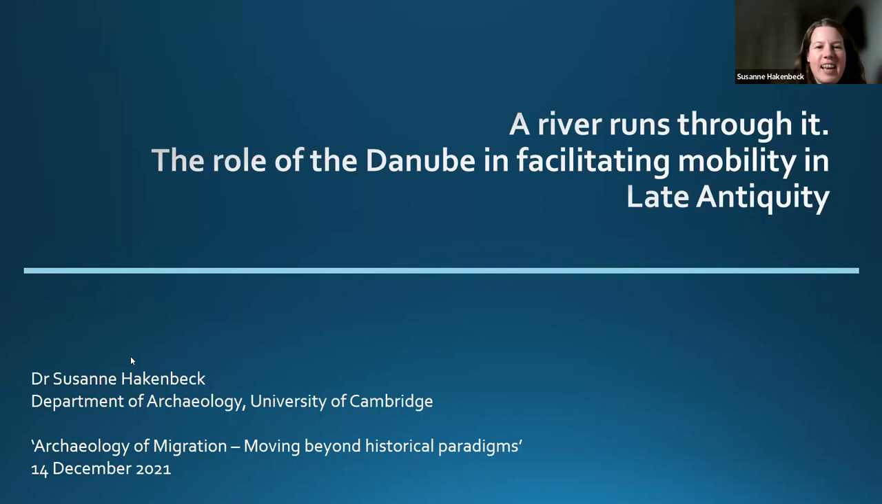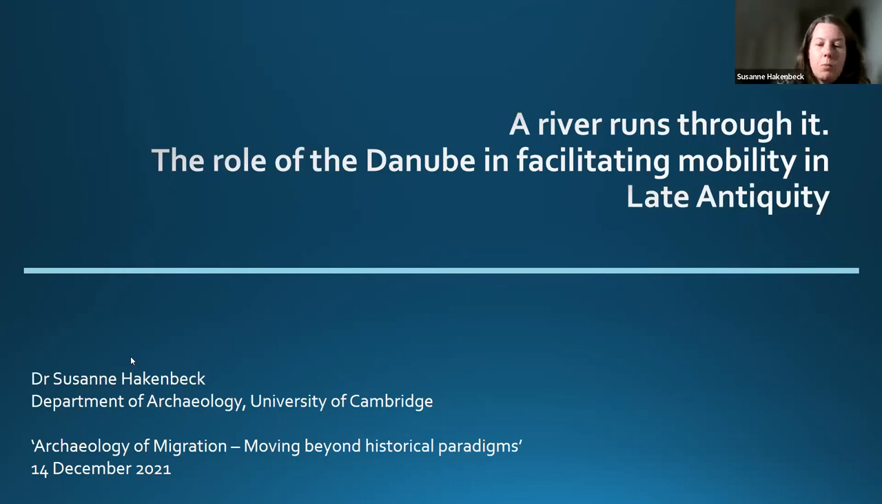So I should say first off that in terms of the time frame, while the title of this talk has late antiquity in it, in reality, you will see from my case studies that late antiquity is a bit of a stretch because we're actually a little bit earlier. And the reason is that I'm presenting here some ideas of a book that I'm currently working on. So this is really very much work in progress that I'm presenting.